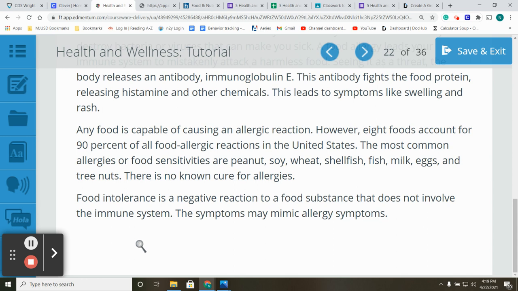However, 8 foods account for 90% of all food allergic reactions in the United States. The most common allergies or food sensitivities are peanut, soy, wheat, shellfish, fish, milk, eggs, and tree nuts. There is no known cure for allergies. Food intolerance is a negative reaction to food substances that does not involve the immune system. The symptoms may mimic allergy symptoms.